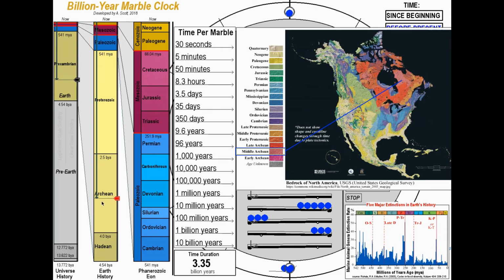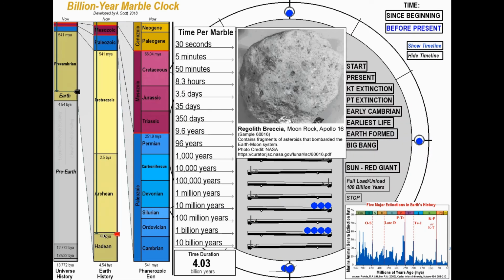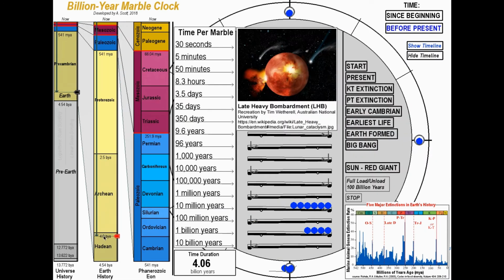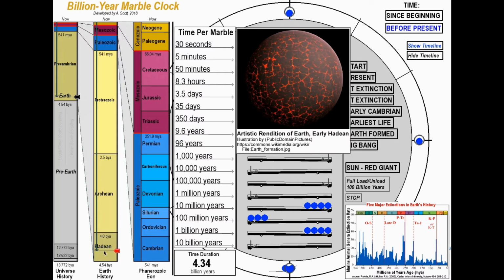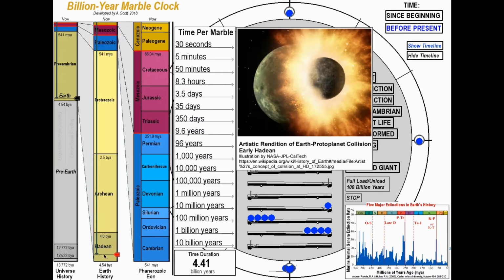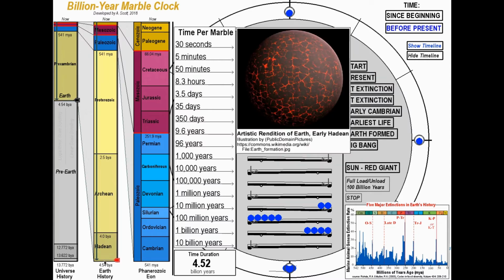The Earth in the Hadean eon was pummeled by asteroids in an event called the Late Heavy Bombardment. Evidence also exists that Earth got slammed by an object about the size of Mars. The coalesced fragments of this collision formed Earth and Moon.